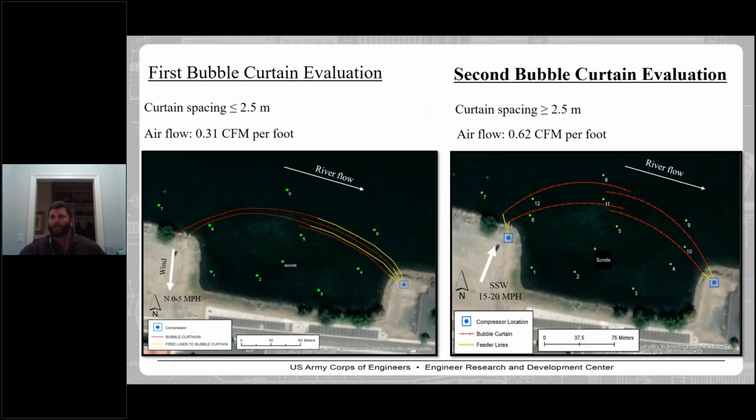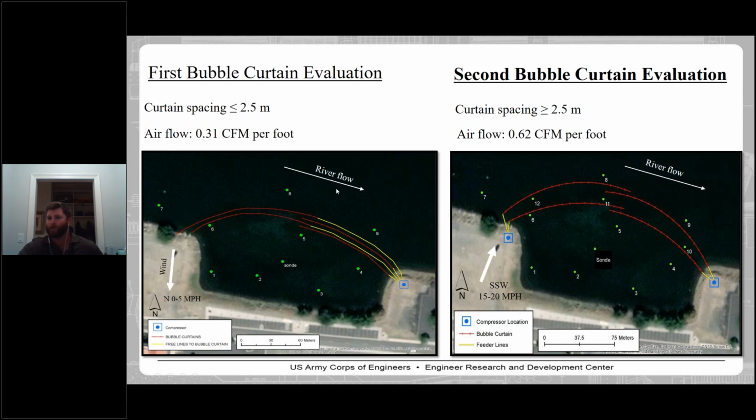So we evaluated 2 different configurations of the bubble curtain in 2018. For our first evaluation, we had a very close curtain spacing utilizing a single compressor here on that right side of that left picture. This produced airflow about 0.31 CFM per foot. For our second evaluation, we increased the curtain spacing and we added an additional compressor on the upstream end, which increased airflow to 0.62 CFM per foot.